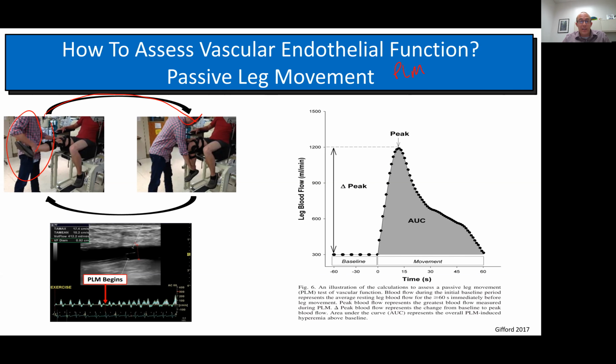The test subject is completely relaxed. They don't contract or exercise at all. So it's just the stretching of that muscle and the arteries within it. It causes the release of nitric oxide and dilation. It tricks the body into thinking it's exercising.